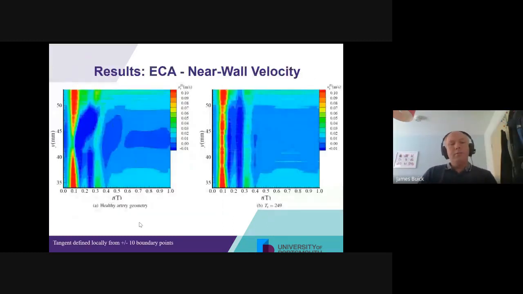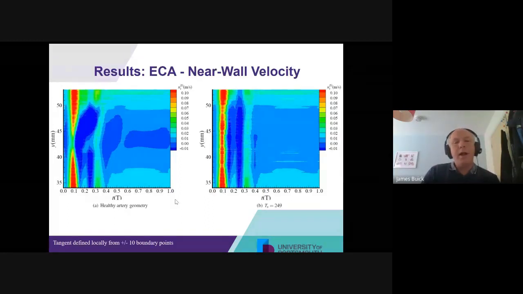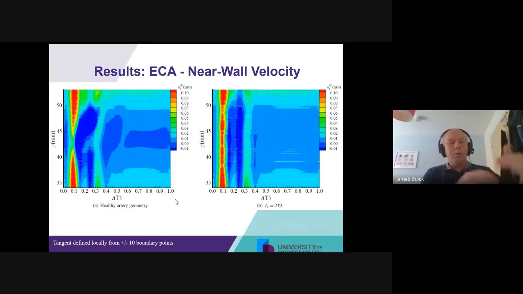So what do the results look like? This is looking at the external carotid artery, and here we see the displacement on the y-axis, and on the x-axis we have the time going through a period. What we're plotting is the value of the velocity u1, the velocity 1 lattice unit from the wall, and we're looking at the tangential component. That was calculated by looking at 10 wall points either side to get the direction of the wall.